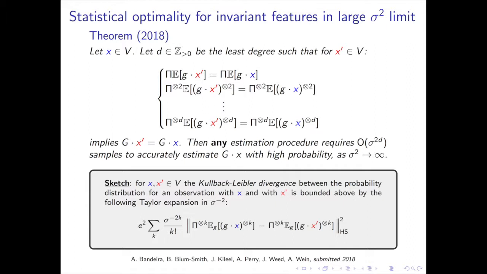the key quantity to compute is the KL divergence between probability distributions for an observation when the ground truth is x and when it's x prime. So the Kullback-Leibler divergence is some kind of distance between probability distributions for observations here. And one can upper bound this distance by a Taylor expansion in 1 over sigma squared, where the constants are expressed in terms of the difference of moments. What's HS in the subscript? Hilbert-Schmidt.